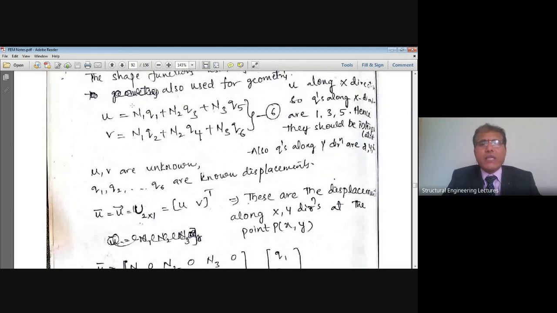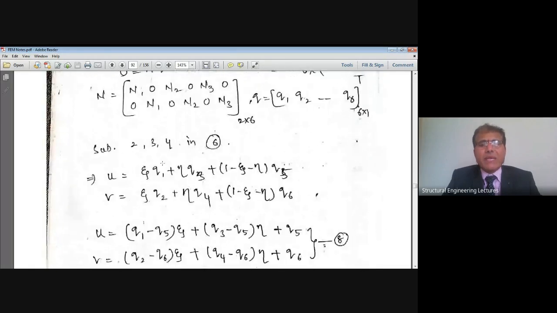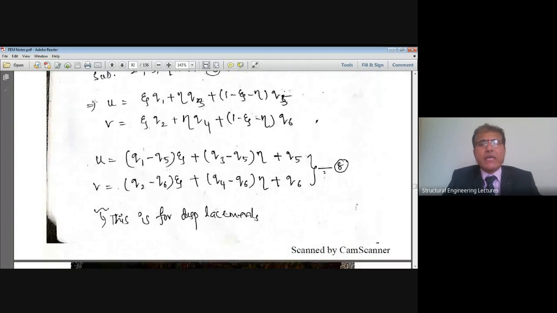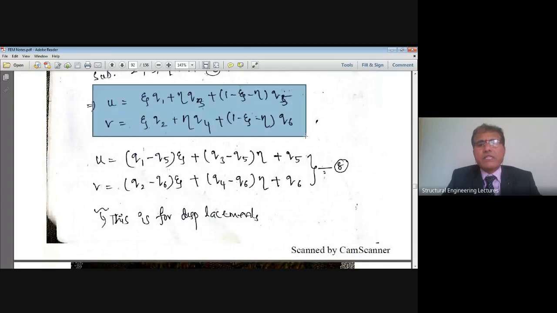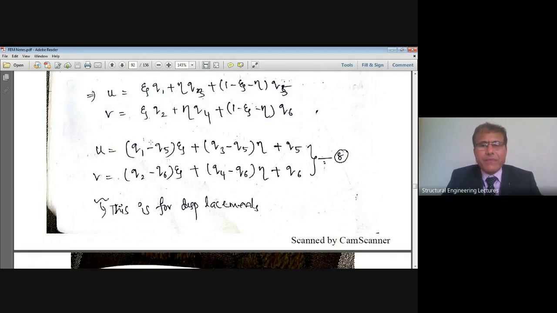What is n1, what is n2, what is n3? It means n1 is equal to xi, n2 is equal to eta, and n3 is equal to 1 minus xi minus eta. Therefore, substituting, now I'll get the displacement in x direction given by u = xi q1 + eta q3 + (1 minus xi minus eta) multiplied by q5. Similarly, v = xi q2 + eta q4 + (1 minus xi minus eta) multiplied by q6, right?